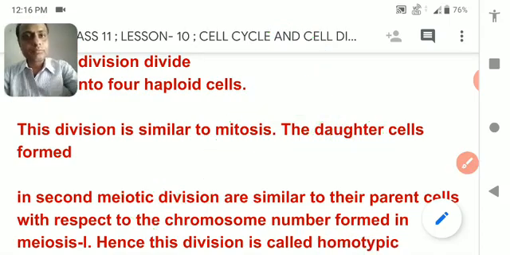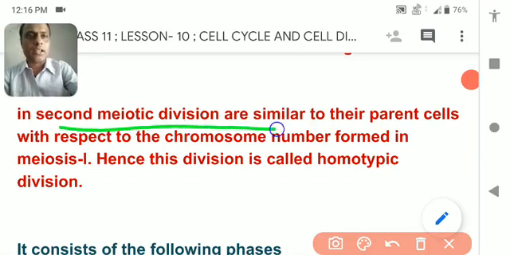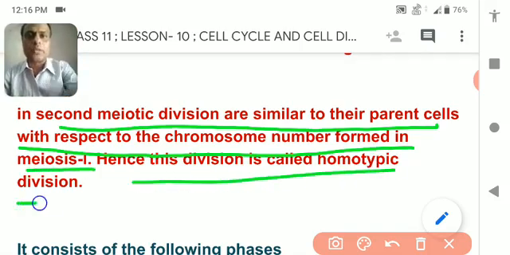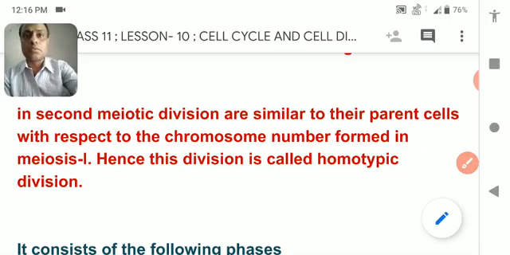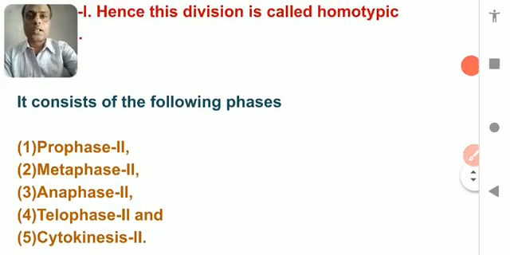So what happened? The second meiotic division is similar to the parent cell with respect to the chromosome number formed in meiosis 1. Hence this division is called homotypic division. The answer is already given here why meiosis 2 is also called homotypic cell division. So it is one of the most important questions. You should remember it.